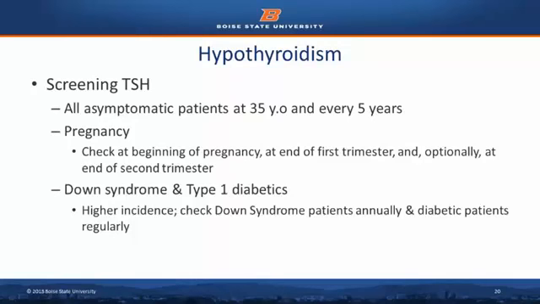Pregnancy has its own specific recommendations for screening: at the beginning of pregnancy, at the end of the first trimester, and ideally at the end of the second trimester. Down syndrome and type 1 diabetics have a higher rate of hypothyroidism, so Down syndrome patients should be screened annually, and diabetic patients regularly.